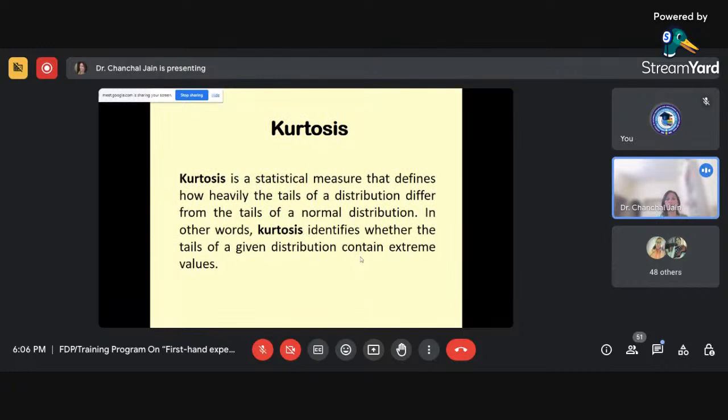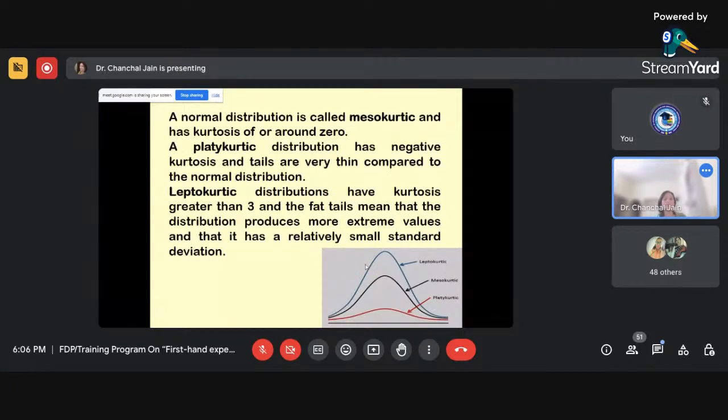Talking about kurtosis, this is the study of the peak and the tails of your data, that is, what the peak of your data is and what the story is about your tails, whether the tails are very heavy or lighter. That way we can study kurtosis. The black shape here is indicating mesokurtic data. This is the perfectly normally distributed data.